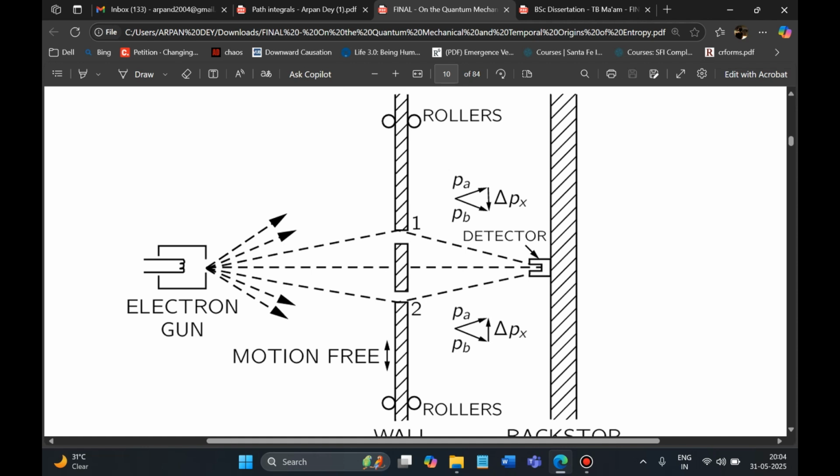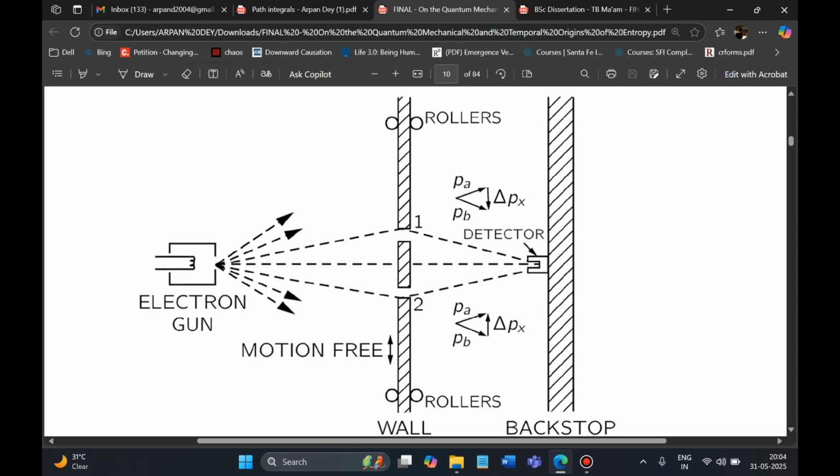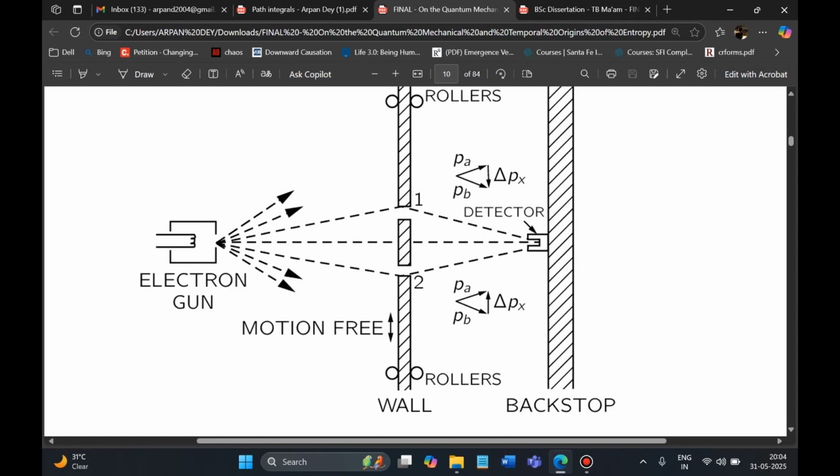This is due to conservation of momentum, of course. In the other case, when the electron passes through slit 2 and reaches this position, it will have to deflect upward. That means the recoil momentum on this wall will be downward, so the wall will move downward. Let's say the momentum is PA. So the point is, this delta px is the difference in momentum in both these cases.